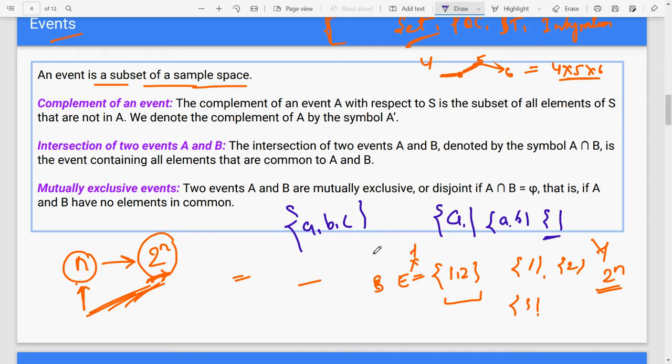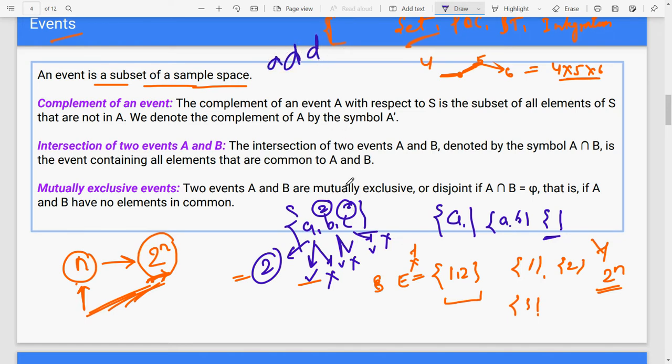If you are forming a subset, A can be there or A cannot be there. So for A there are only two choices: it can be there, it cannot be there in the subset. For B also you have two choices, and for C you also have two choices. So for A you have two possibilities, B two possibilities, and C two possibilities. In permutation and combination there are the addition theorem and the multiplication theorem.